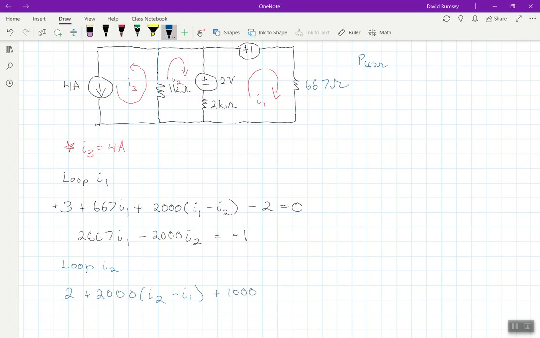Now, the thing you have to be careful with is, again, this is not just I2. I2, of course, is definitely in the positive direction because we're in the loop I2. But then I notice here, I've got I2 going up, and then I3, which is also going up through that 1 kilo ohm resistor. But we know what I3 is. It's 4 amps. So we have minus 4 equals 0.